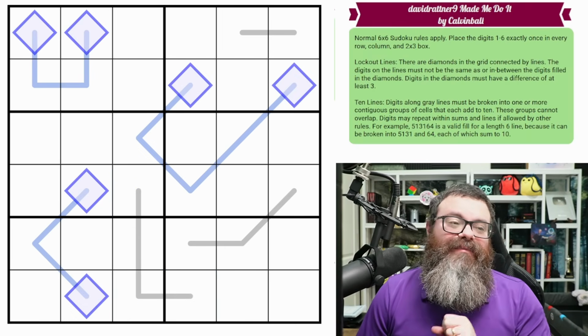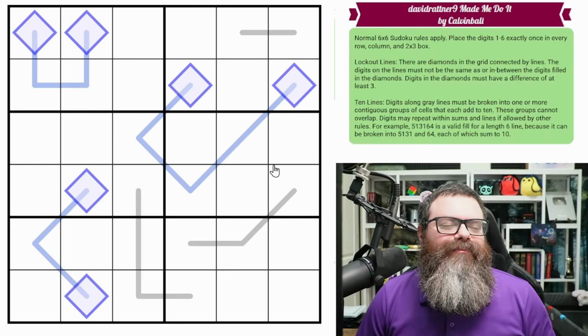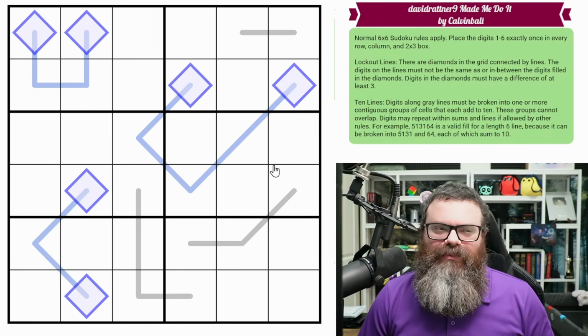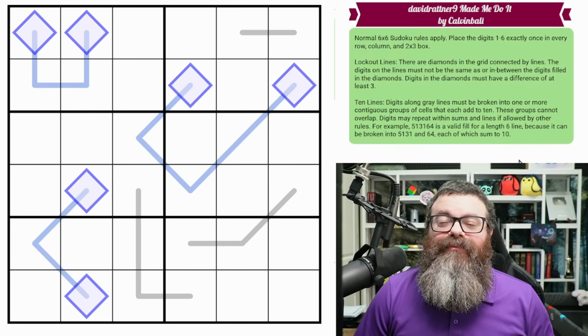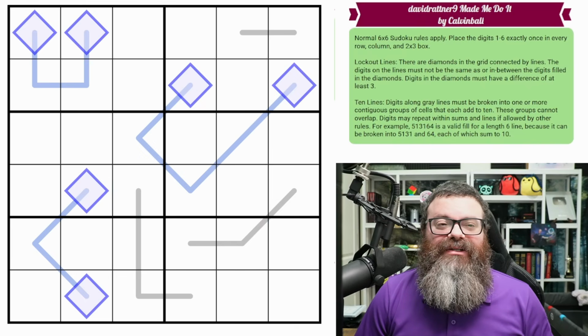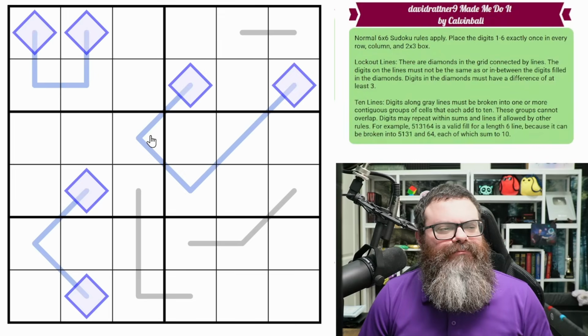And 10 lines were invented by Zeta Math. Probably, I'm sure, assuredly, 10 lines are more interesting in 9x9 than in 6x6. But yeah, there is a link in the description if you'd like to try the puzzle yourself. And I'm going to get started right now.